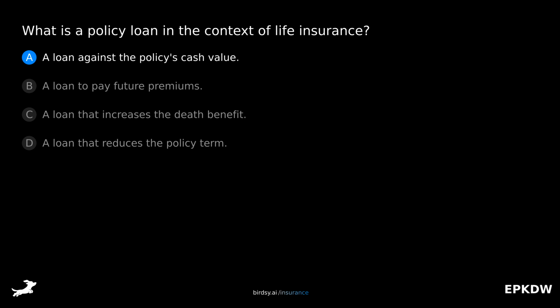Is it A, a loan against the policy's cash value? B, a loan to pay future premiums? C, a loan that increases the death benefit? Or D, a loan that reduces the policy term? The answer is A, a loan against the policy's cash value.